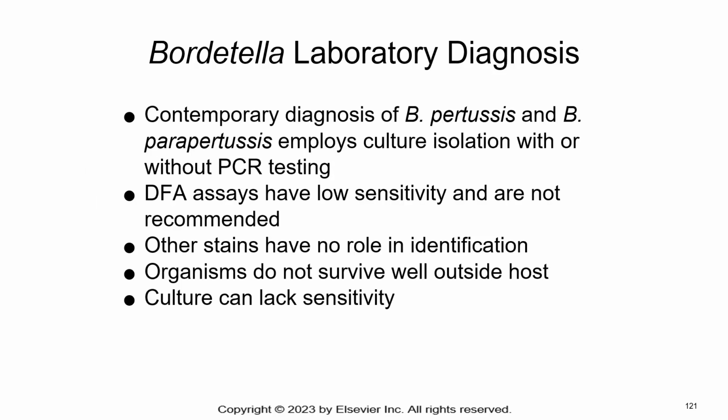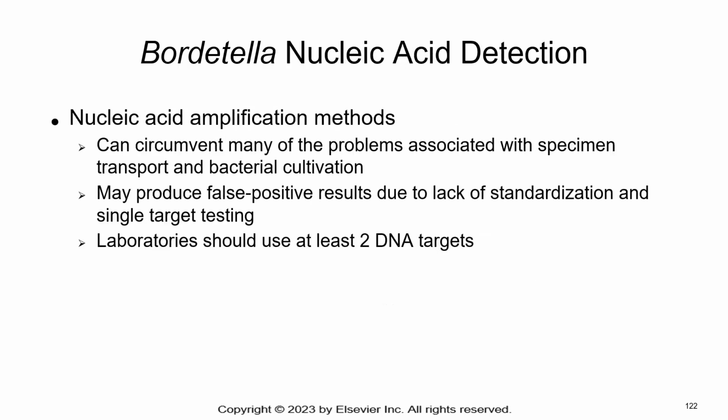Laboratory diagnosis: culture isolation with or without molecular testing. DFAs have low sensitivity and are not recommended. Other strains have no role in identification. The organism is not likely to survive well outside the host, so that's why we prefer DNA testing. Nucleic acid amplification methods can circumvent many of the problems associated with trying to grow it in the first place, but may produce false positive results due to lack of standardization of single target testing. Laboratories should use at least 2 DNA targets.